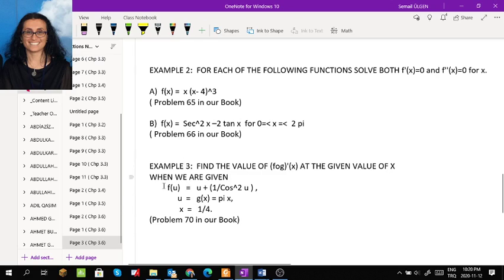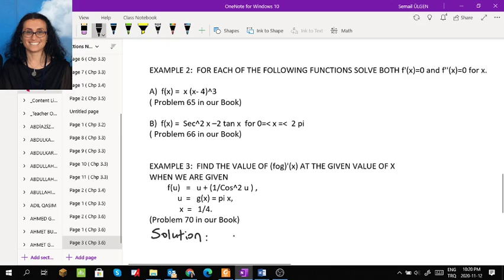Here we are going to solve example 3, and in example 3, as you will see, it says find the value of the derivative of f composed g at the given value of x. We are given f of u in terms of u plus 1 over cosine squared u, and u is given as g of x, which is pi times x, and x is given to be 1 over 4. So we are going to find the derivative of f composed g. This is the chain rule that we know of. Okay, so the solution is as follows.